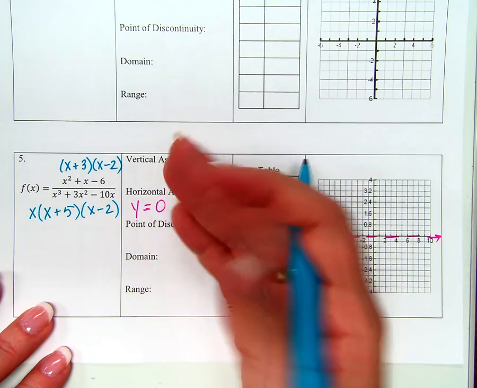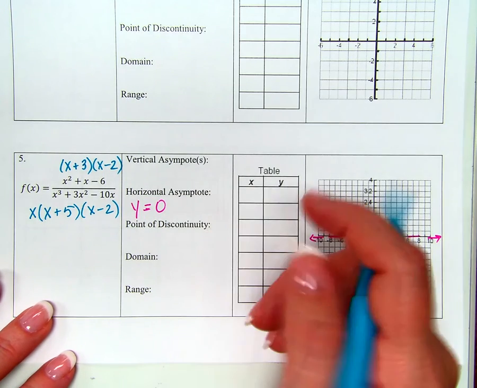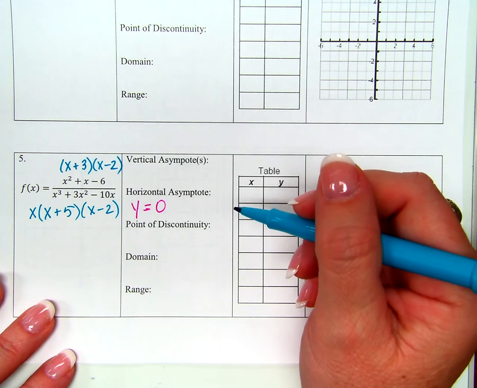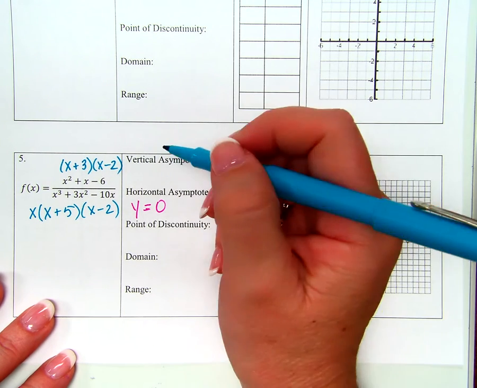So now that I have it factored, what am I looking for? I am looking for the discontinuity, which is why I factored, but now what do I look for? The ones that are the same. Do you see any that are the same?